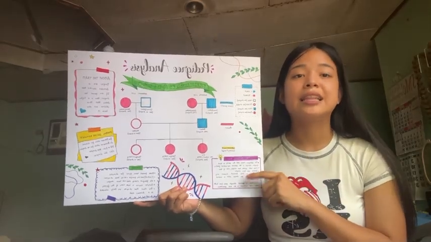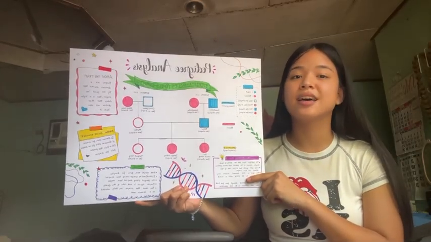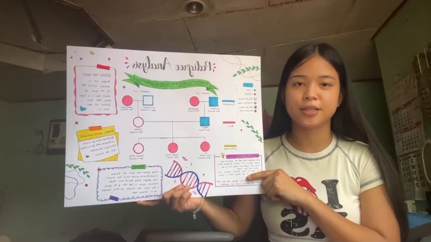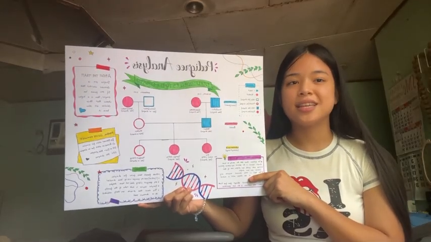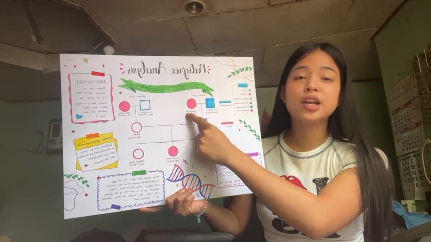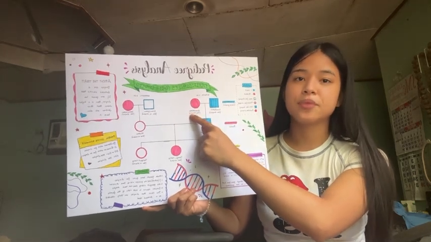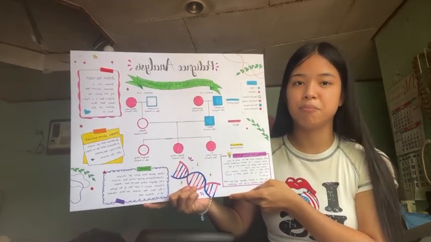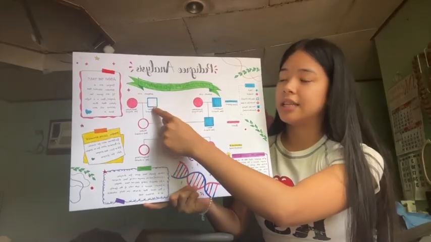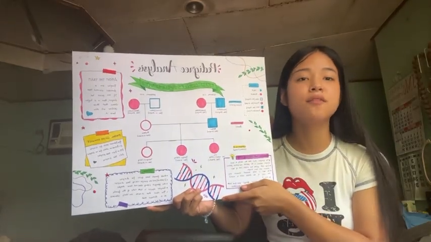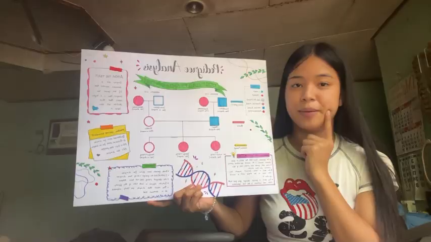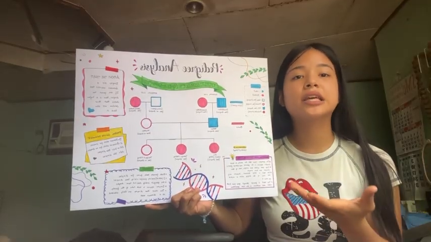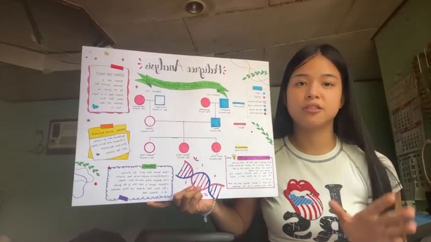So first, let me explain the symbols that I used in my pedigree chart. A square represents a male and a circle represents a female. The shaded symbols represent individuals who have dimples, and the unshaded ones represent individuals who do not have dimples. So now let's look at the different generations.